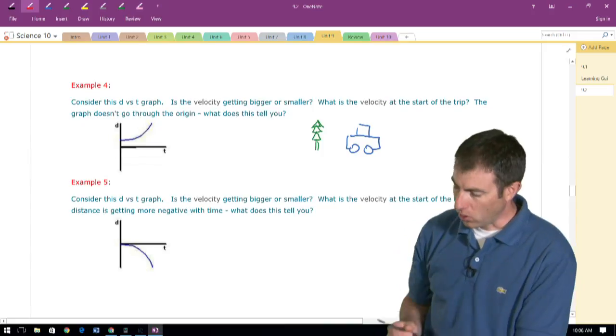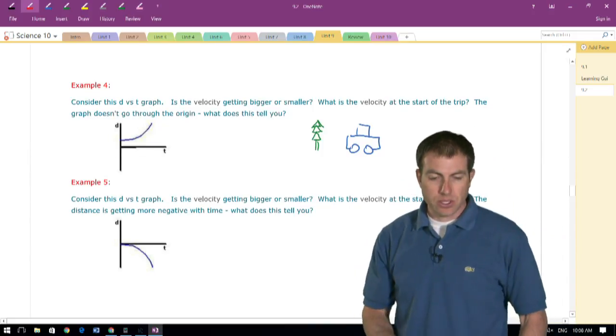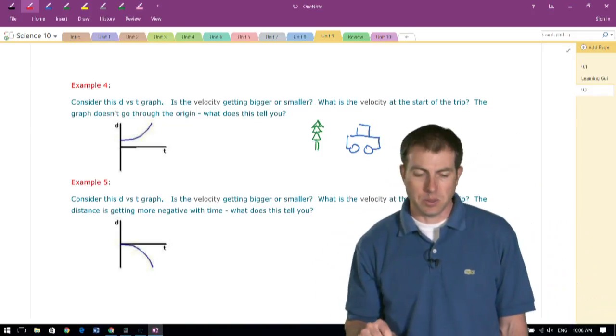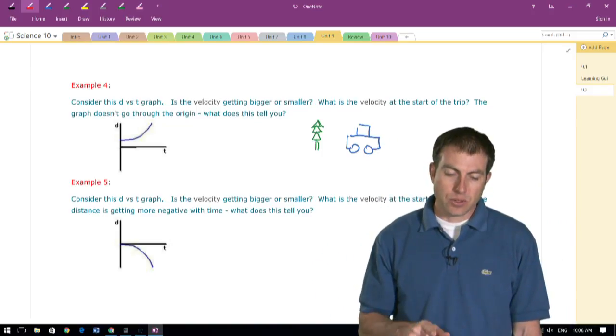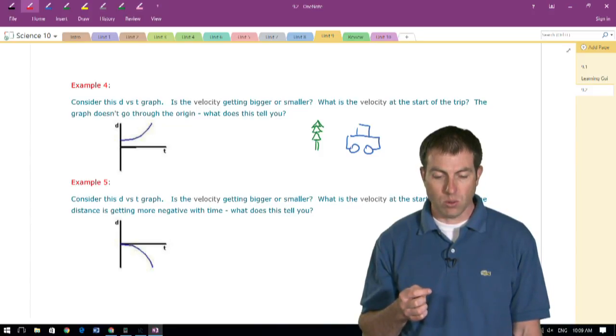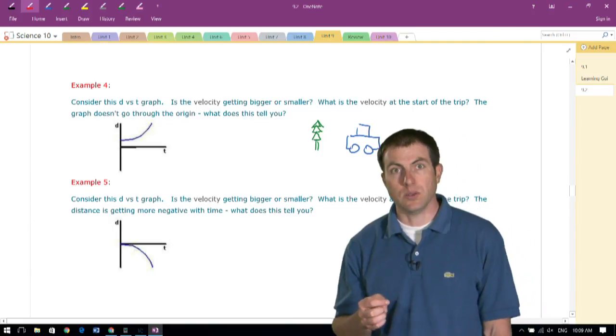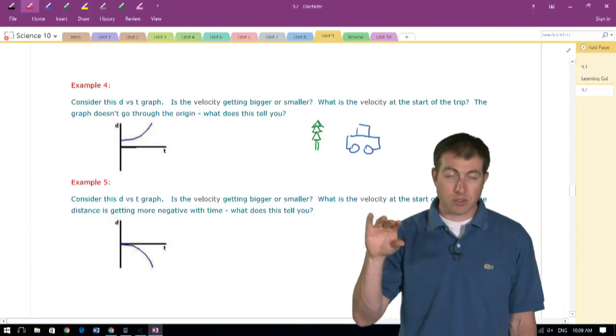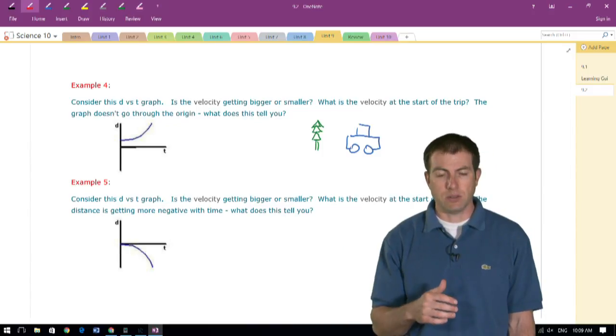Let's look at a couple more examples here. Consider the distance versus time graph. So we've identified these both as being distance time graphs. The first one, example 4: is the velocity getting bigger or smaller? What's the velocity at the start of the trip? The graph doesn't go through the origin. What does this tell you? All right, so trying to understand what's going on here. We have a curved line, so we know our object's either speeding up or slowing down.